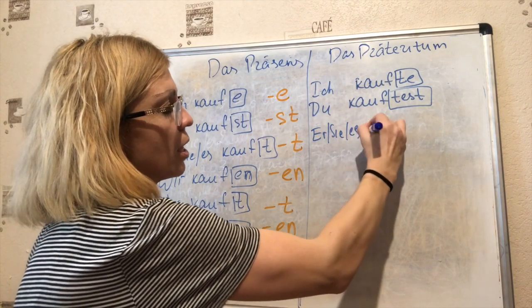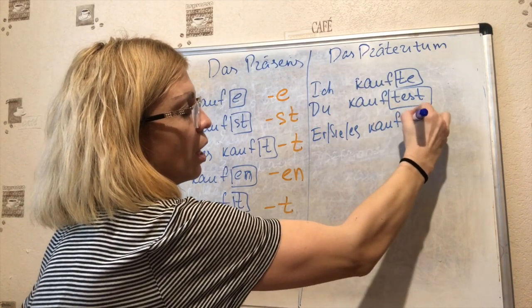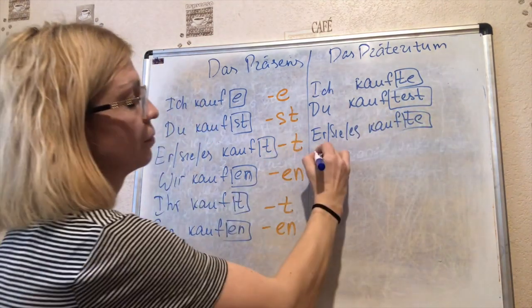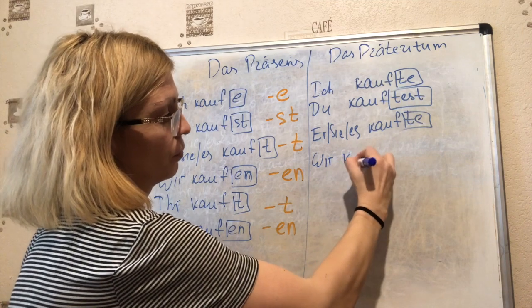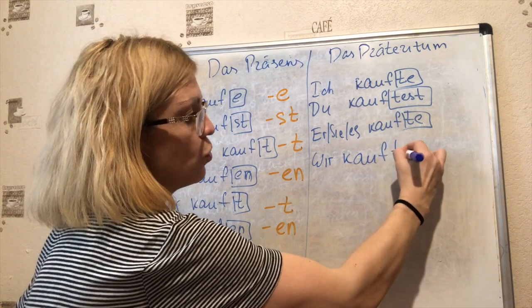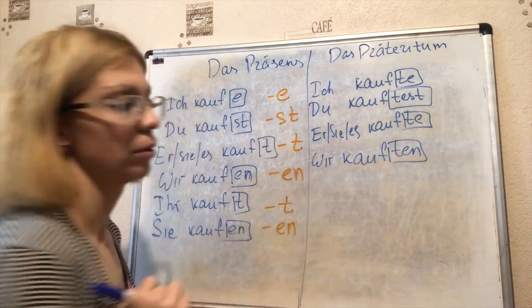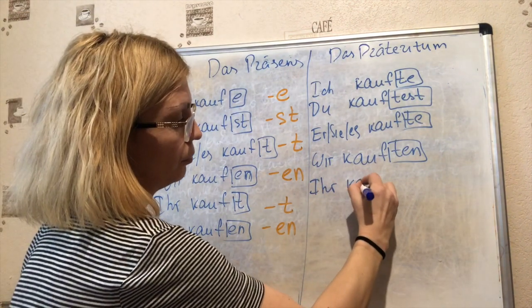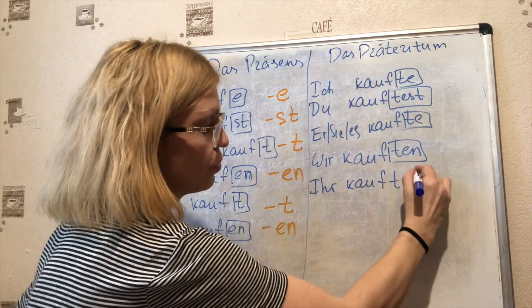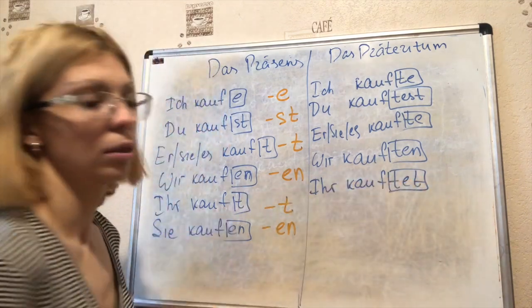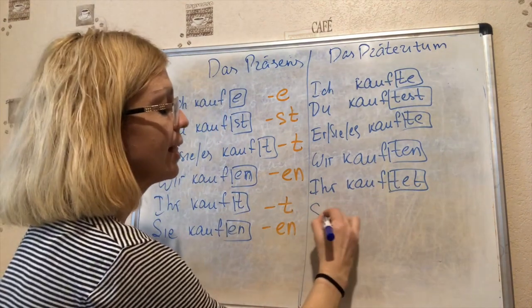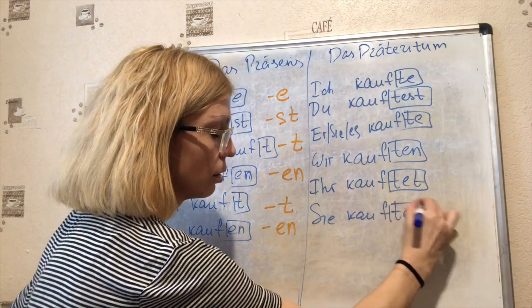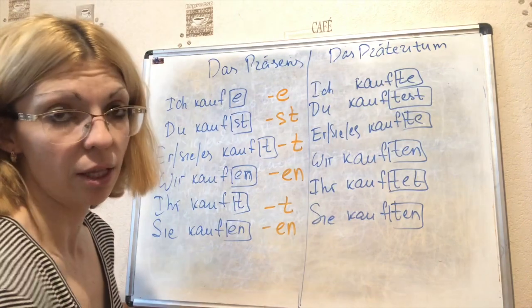Er, sie, es kaufte ein Buch. Wir kauften ein Buch. Ihr kauftet ein Buch. Und sie kauften ein Buch.